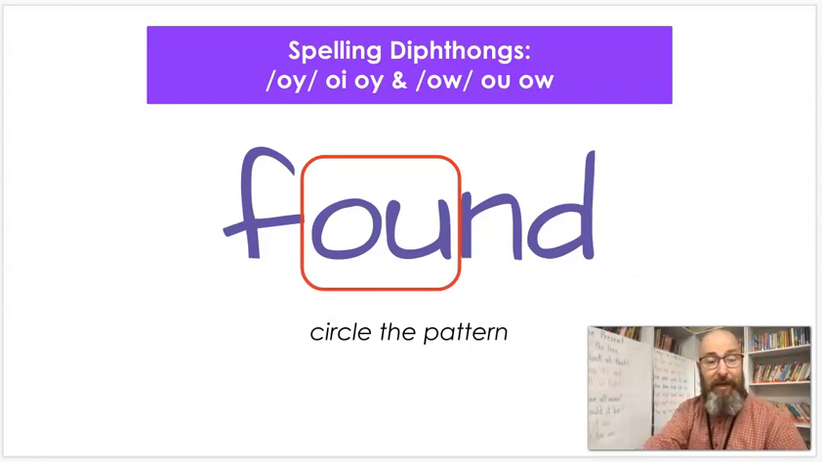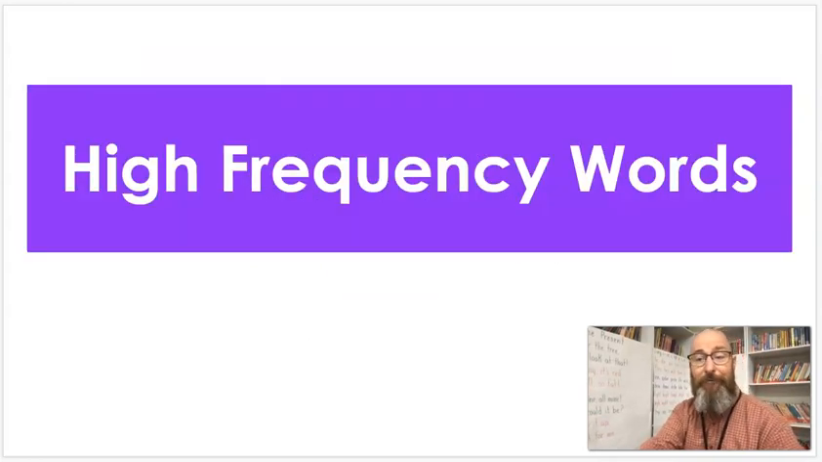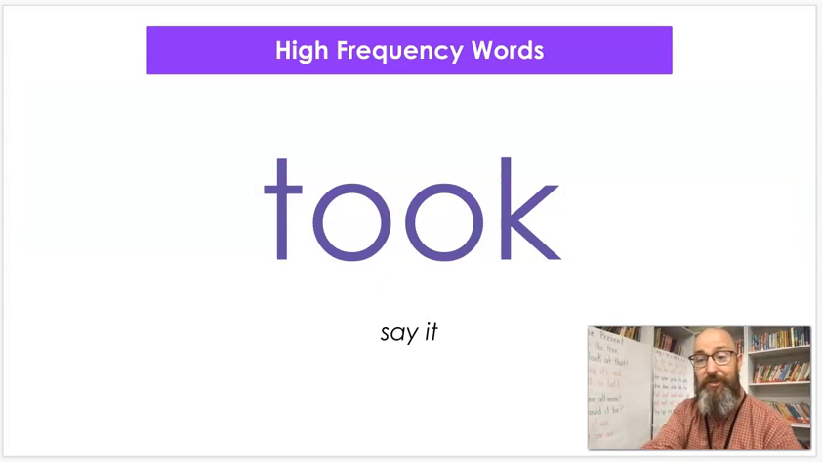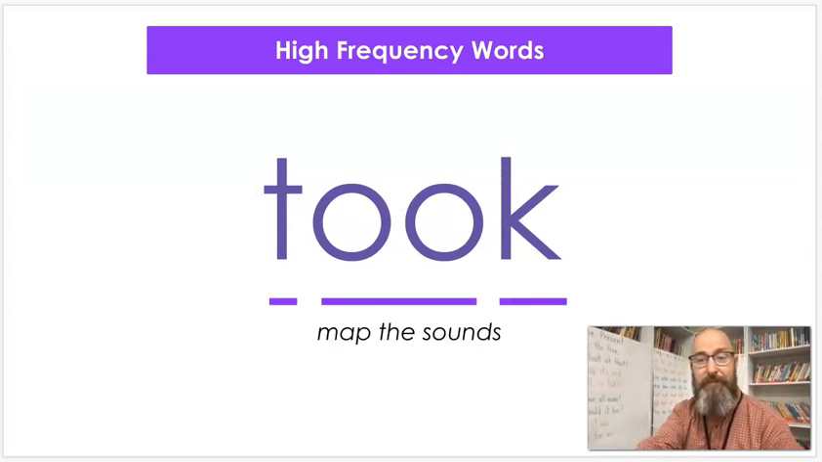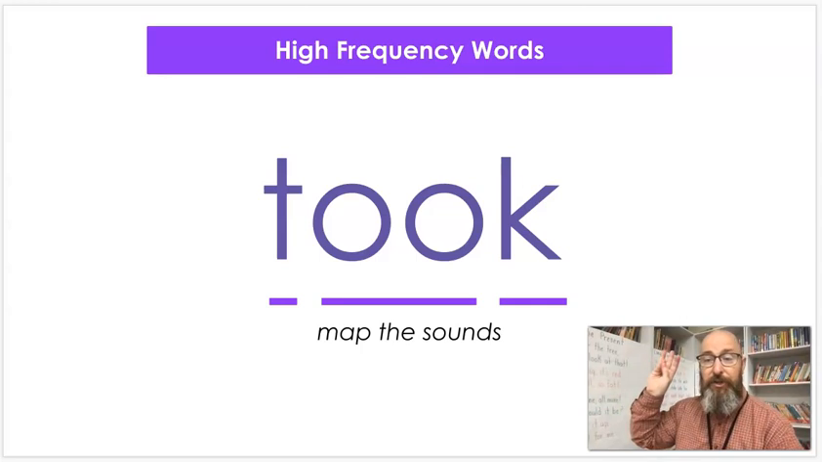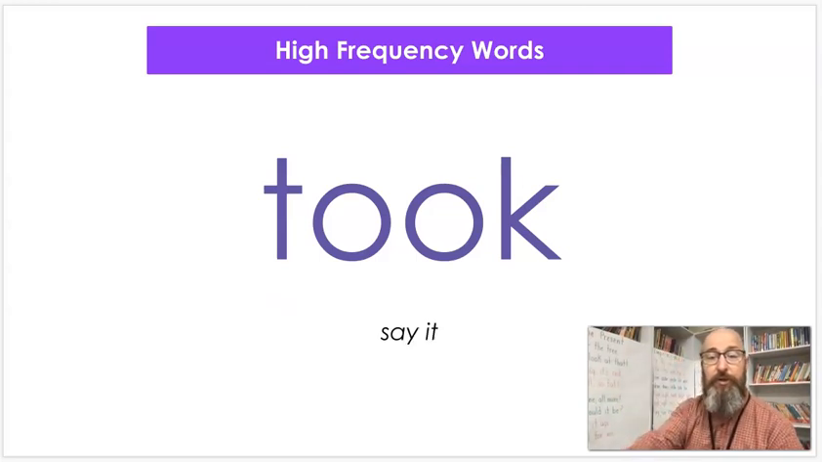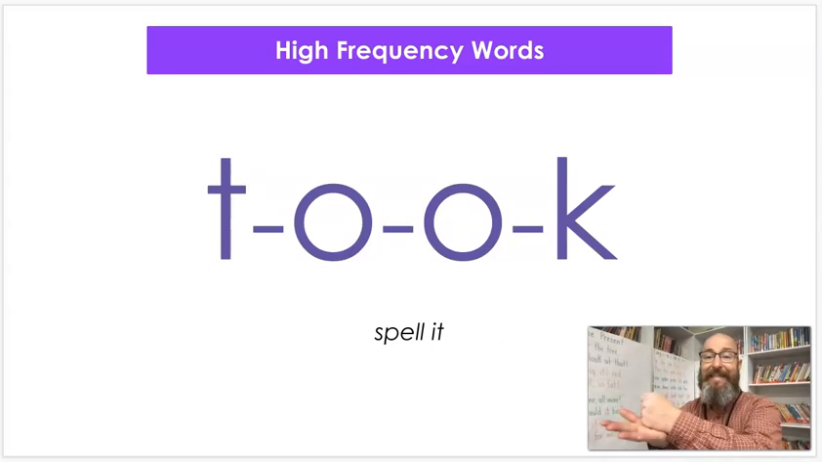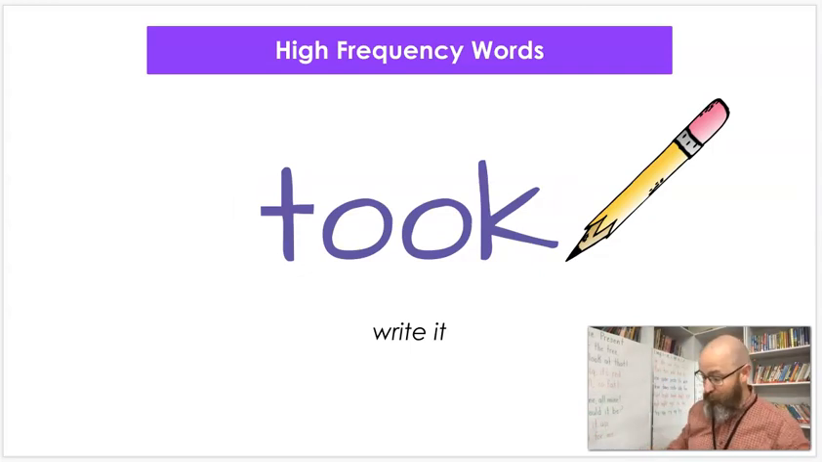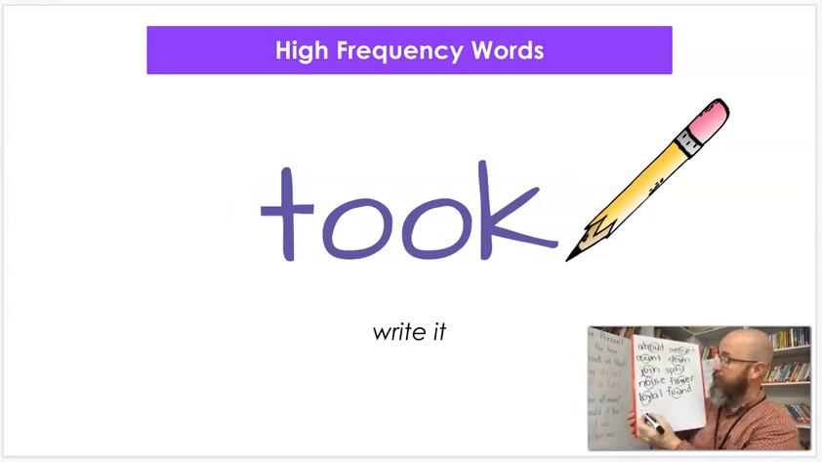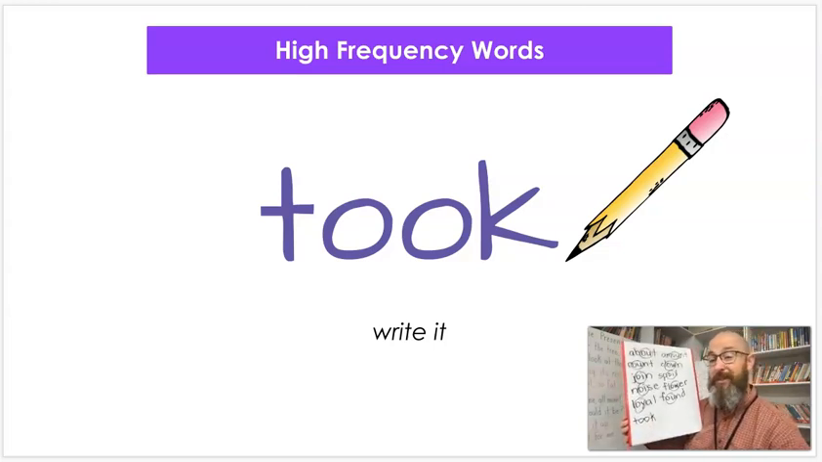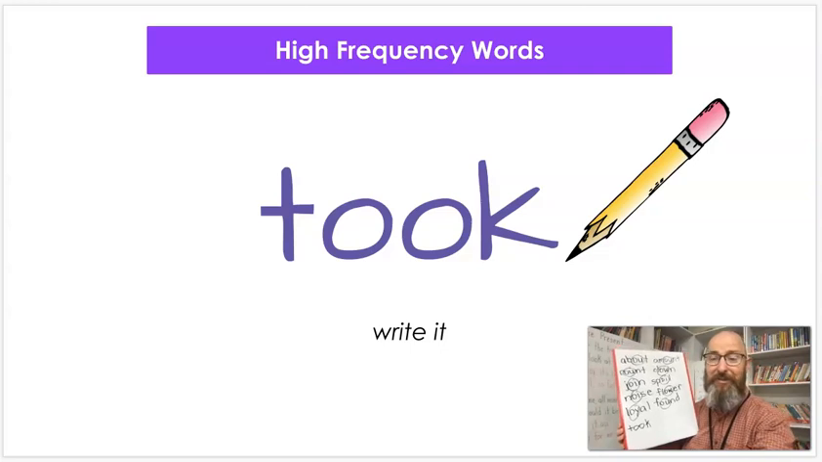Now, in our reading series, we have 2 high frequency words for our spelling list. We're going to go ahead and go over those. Obviously, there's nothing to circle in these because they don't follow our pattern. Our first word is took. Say took. Map the sounds. Took. Spell it. T-O-O-K. Took. And then let's write it. T-O-O-K. And obviously there is no ow or oi sound in that word, so there's nothing to circle.